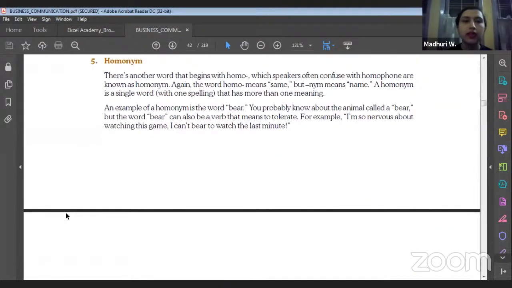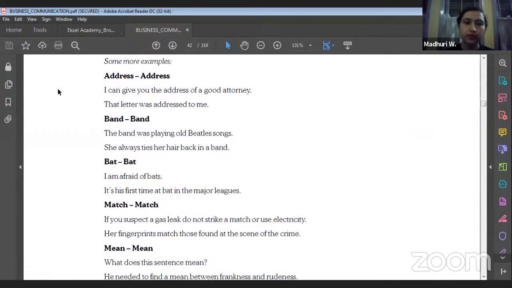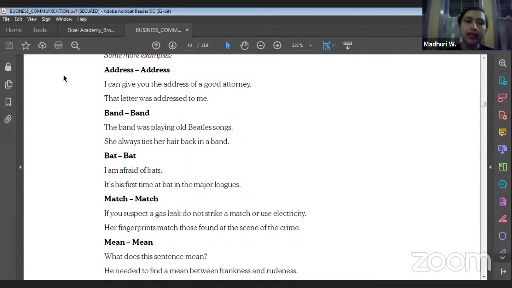Then there is another category called a homonym. What's a homonym? So a homonym is basically a single word with one spelling, but it has more than one meaning. For example, address and address, right? I can give you the address of a good attorney. The letter was addressed to me. Band and band. The band was playing old Beatles songs, but she always ties her hair up back in a band.